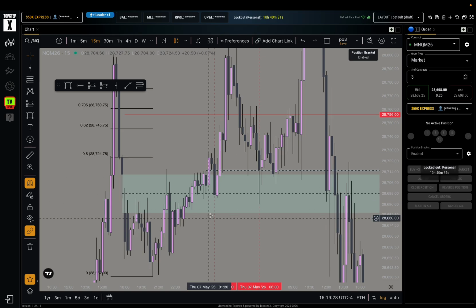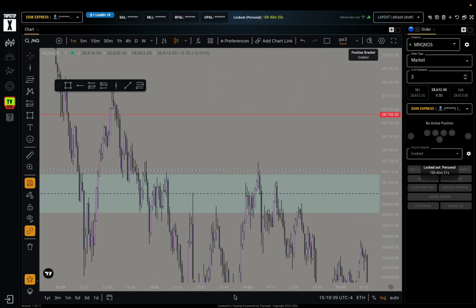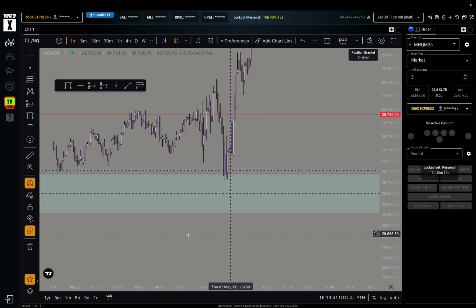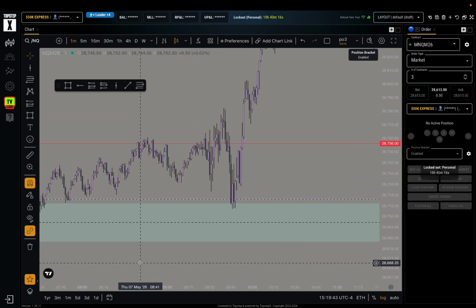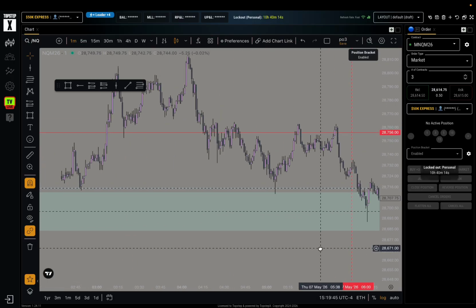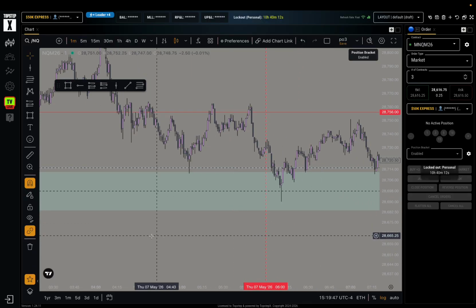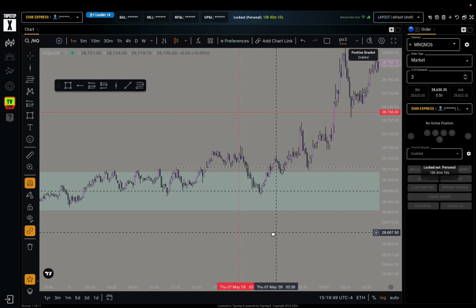We instantly manipulated to the downside. We had accumulation before we respected the CE of this new day opening gap perfectly. So I was like, I'm still ready to take a trade off of this. And yeah, that's what I did. Let me show you here, right here.